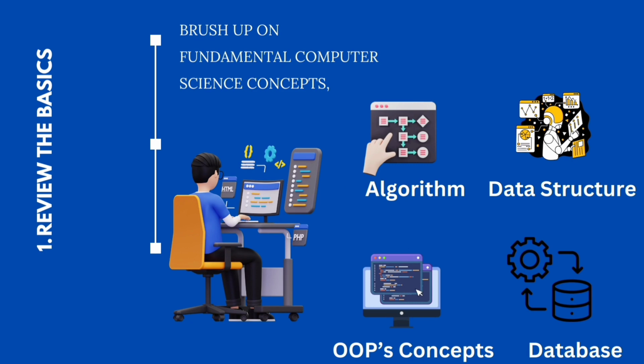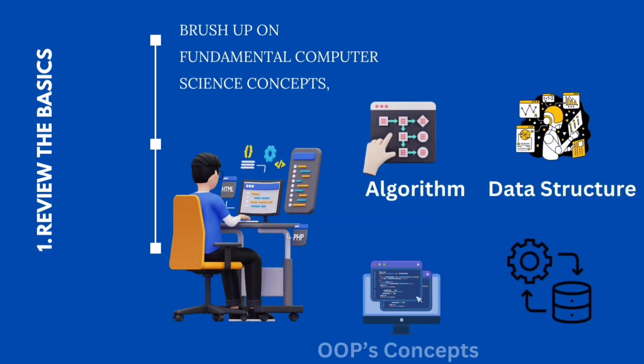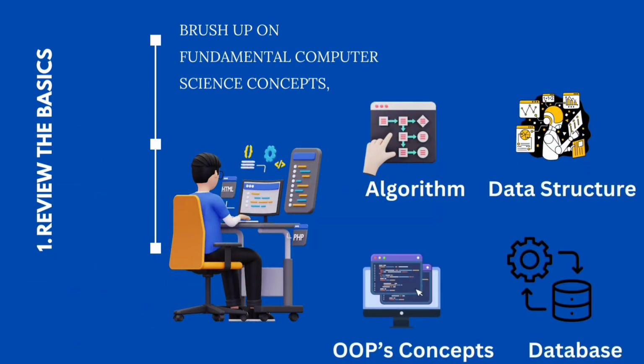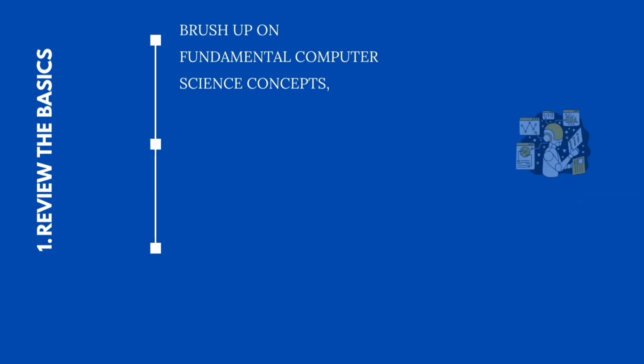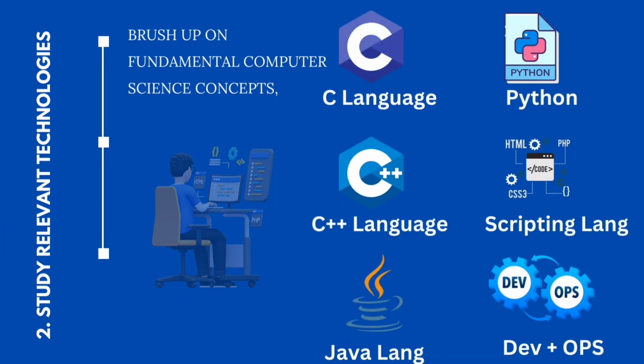First step is review the basics. Students should brush up on the fundamental computer science concepts, including algorithms, data structures, object-oriented programming, and database. Here, students should have knowledge of basic object-oriented programming features and the difference between procedural-oriented programming and object-oriented programming concepts.